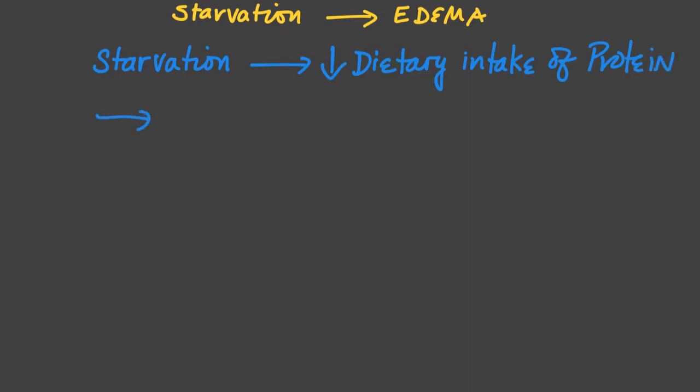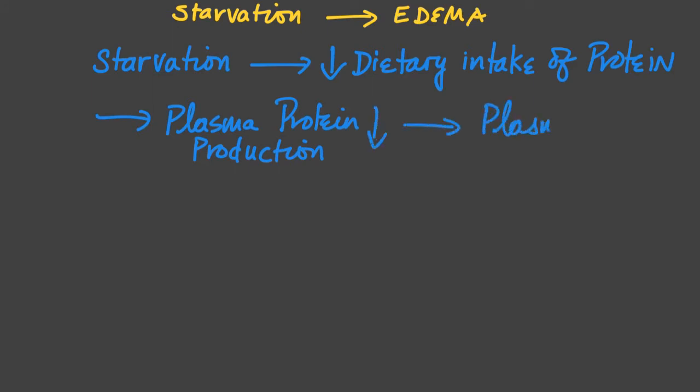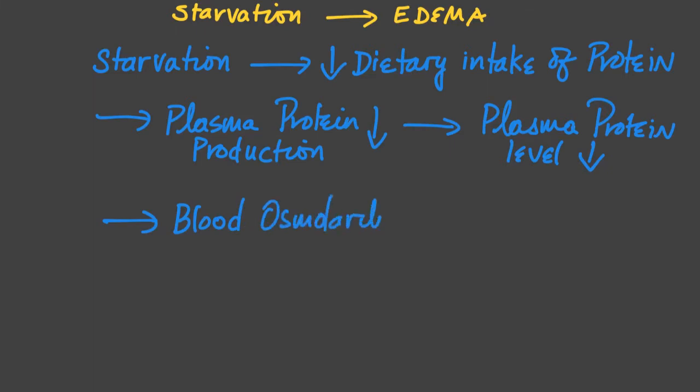So when the dietary intake of protein is low, then plasma protein production goes down because there are not enough protein raw materials to make plasma proteins. When the plasma protein production goes down, plasma protein levels in blood go down. We've just learned that plasma protein levels have something to do with osmolarity. So blood osmolarity also goes down.